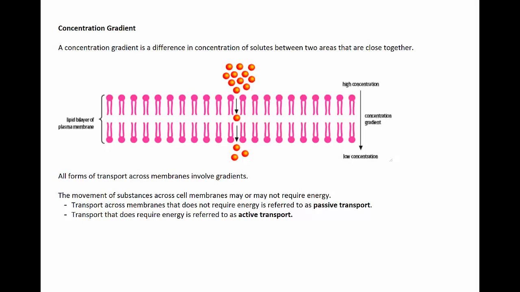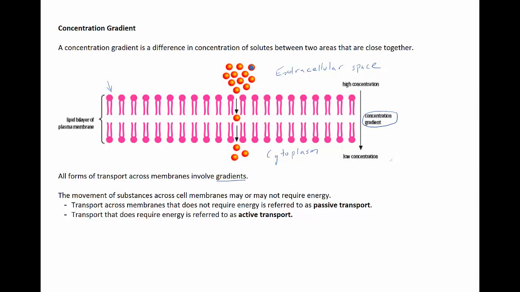So this is an example of a cell membrane, a lipid bilayer, and on one side, let's just say it was the outside of the cell or the extracellular space, there is a higher concentration of these red spheres, which represent a solute, than on the inside of the cell or inside the cytoplasm. So you have a higher concentration of these solutes on the outside of the cell than you do inside the cytoplasm, and this establishes something called a concentration gradient. All forms of transport across membranes involve gradients.